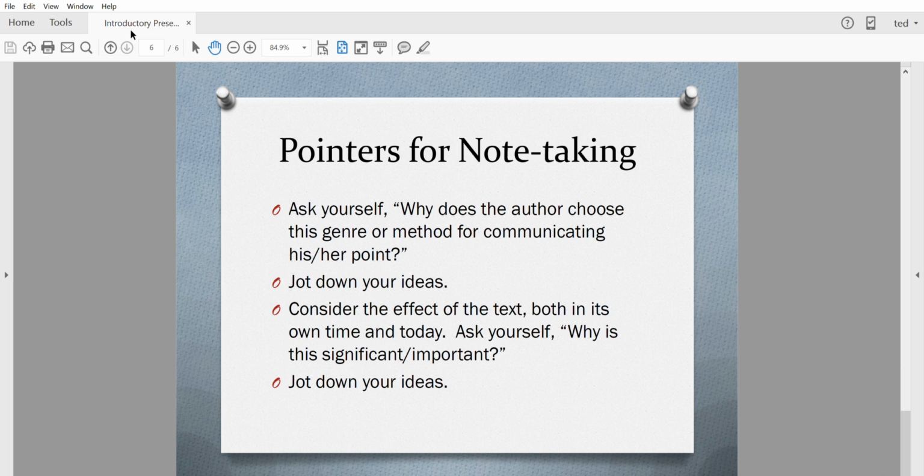And finally, ask yourself, why does the author choose this genre or method for communicating his or her point? Why choose a poem when you could say it in an essay? Why choose an essay when you could say it in a poem? What is the merits of this particular method? Of course, jot down your ideas and then consider the effects of the text both in its own time and today. Ask yourselves, why is this text significant or important? If you're thinking along those lines, you'll take excellent notes for this class. You'll also be able to pick out the main points of a text and not waste a lot of time having to reread material to prepare for exams and quizzes in this course.